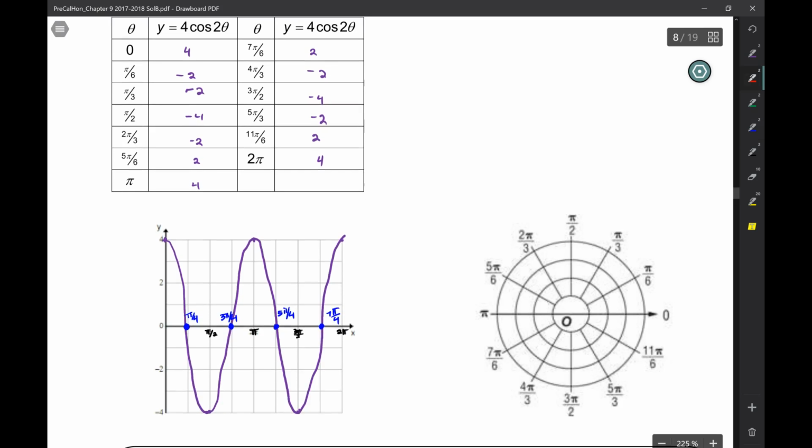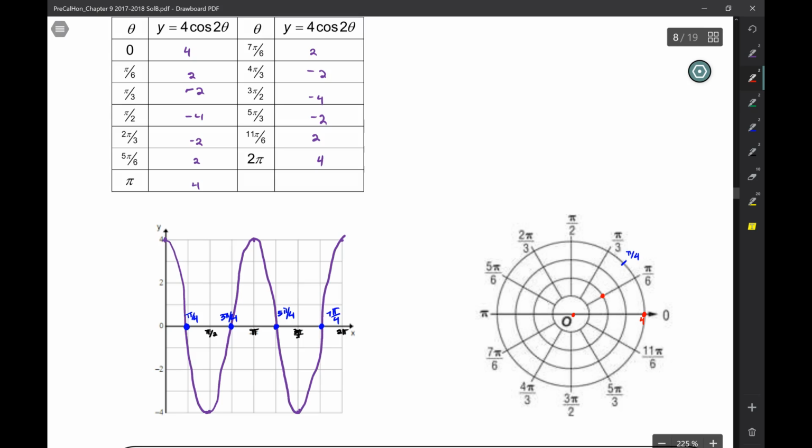So, when theta is 0, the maximum radius is 4. When theta is pi over 6, the radius is 2. Now, pi over 4 is here in the middle, right? At pi over 4, the radius is 0.